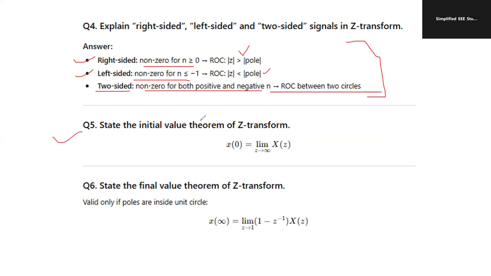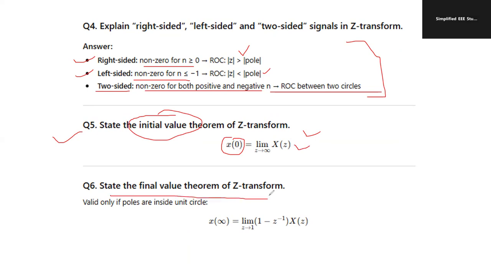State and explain the final value theorem of z-transform. Better go for the proof also. So the final value theorem, it states that, or rather the initial value theorem, not the final value theorem: x of 0, that means initial value. If you want, you can put x of 0 plus also. Limit z tends to infinity X of z. So that is actually called the initial value theorem.